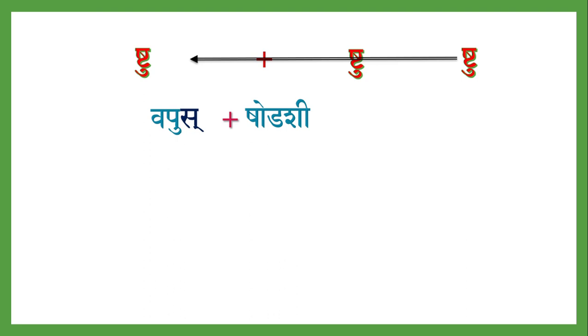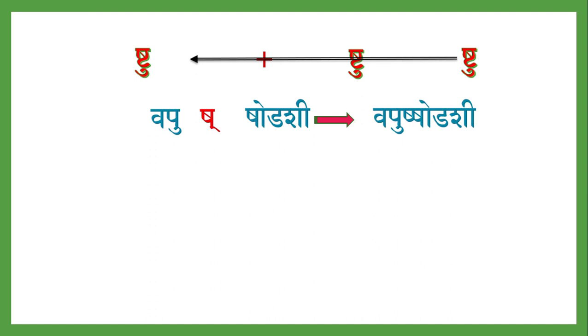We shall apply our formula here. So sa is removed and in its place its corresponding letter from the shtu group must enter. Which letter? Yes, it's the letter sha that enters. When we add all of these now, we get the combined word that says vapushodashi.